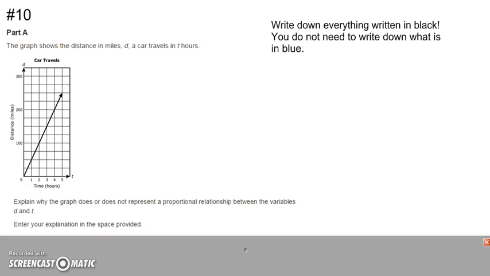Write down everything written in black. You do not need to write down what is in blue.